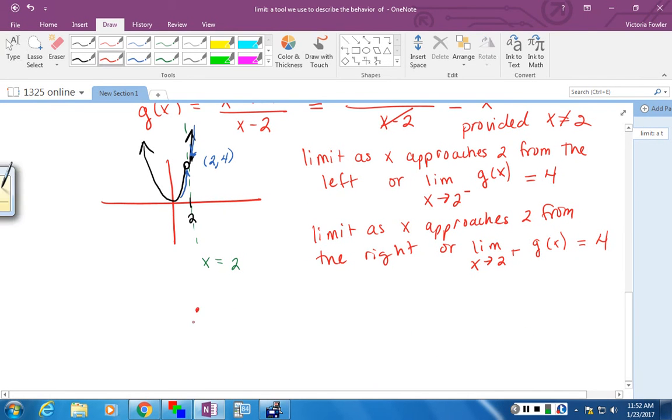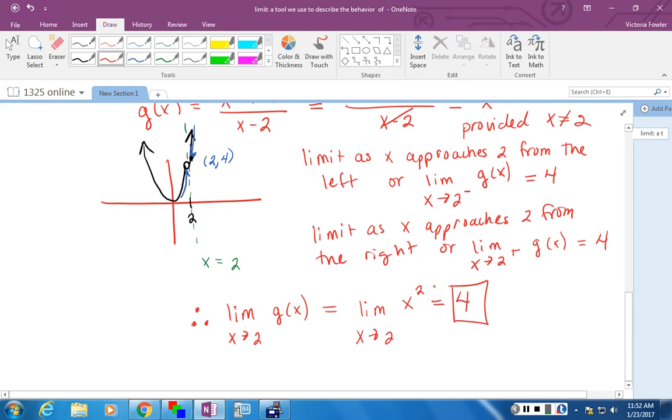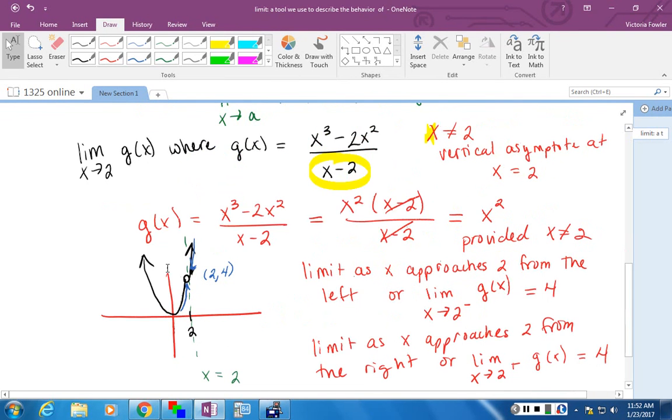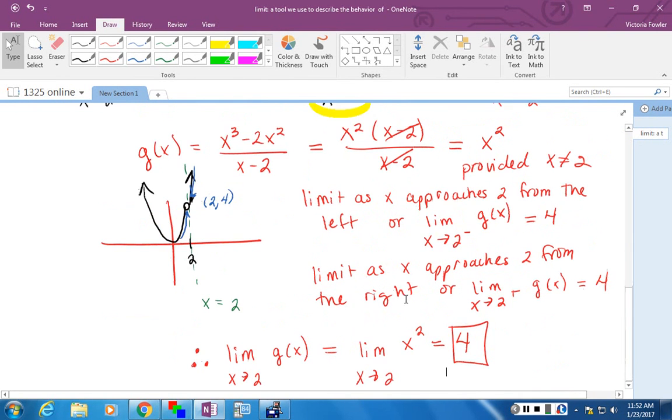So I would say, therefore, the limit of my function g of x as x approaches 2 is the same as the limit as x approaches 2 of the function we talked about before, x squared. It's 4. You may not see that gap visibly on your calculator if you graphed it, so perhaps that's not the best way to try these. Maybe try a table of values, but you can see algebraically that we actually have a limit that exists for this function, and it is 4.